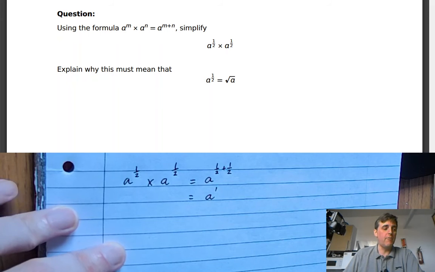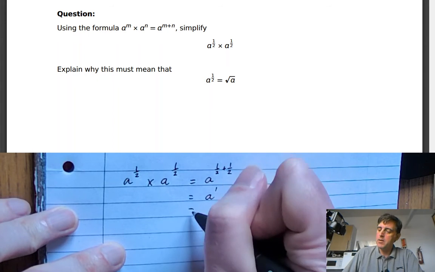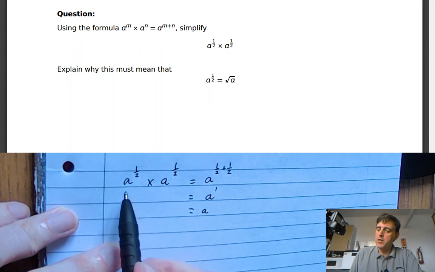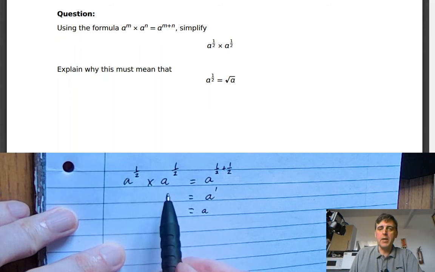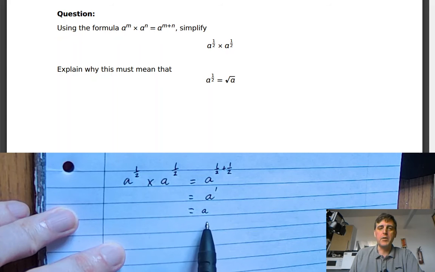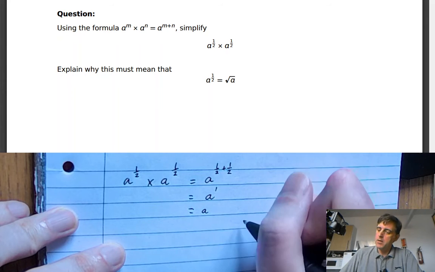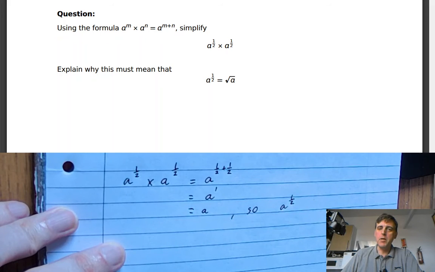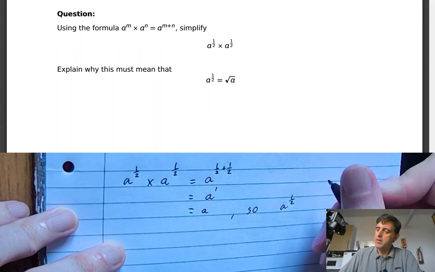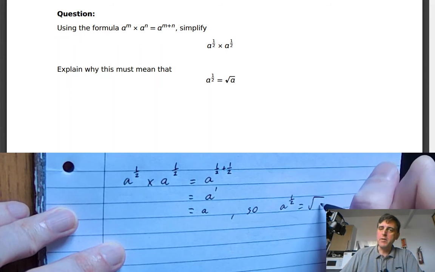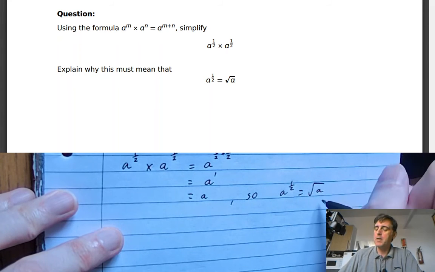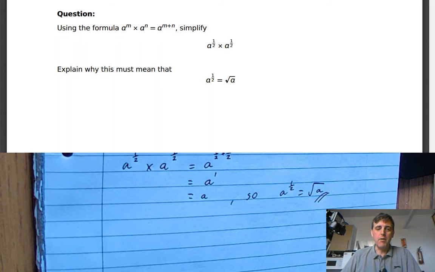Now, what's a simpler way of writing a to the power 1? Of course, that's just a. So what we've ended up with here is a number which, when we multiply it by itself, gives us this answer a. Well, what that must mean, of course, is that the number that we multiplied by itself to give us the answer a must be the square root of a, because that's the definition of what a square root is. And there's our answer.